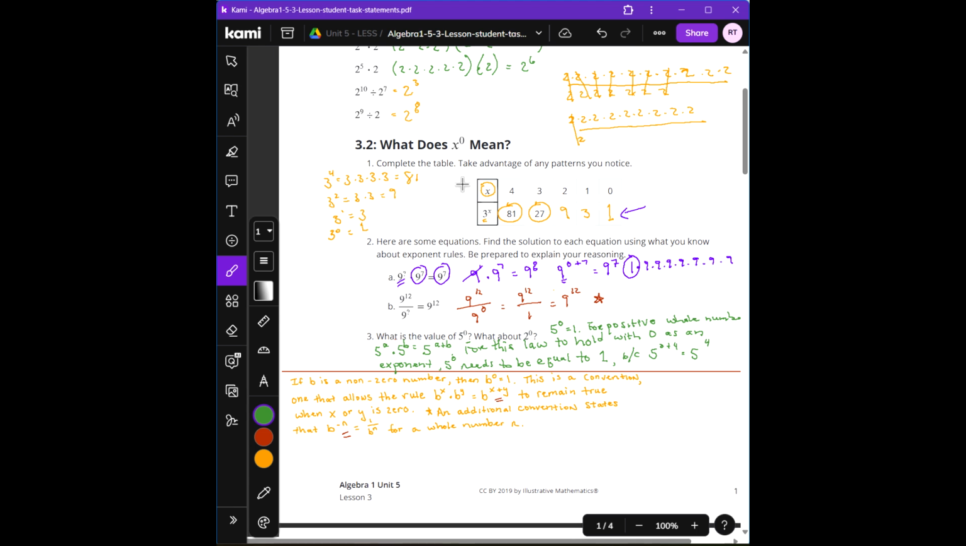For positive whole numbers, 5 to the a times 5 to the b, this is where we're going to add our exponents, is 5 to the a plus b. Now for this law to hold true with 0 as an exponent, 5 to the 0 needs to be equal to 1. So again, that's kind of what I discussed up here as well. So 5 to the 0 is going to be 1, and 2 to the 0 is also going to be 1.